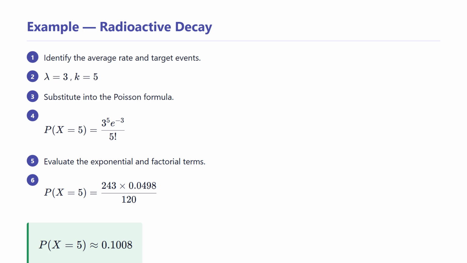The term 3 to the 5th power represents the influence of our target number. The exponential term acts as a damping factor based on the average rate. Dividing by 5 factorial gives us approximately 0.1008. Physically, this means in roughly 10% of the 1-minute intervals, you will count exactly 5 particles, showing that such fluctuations are quite common.